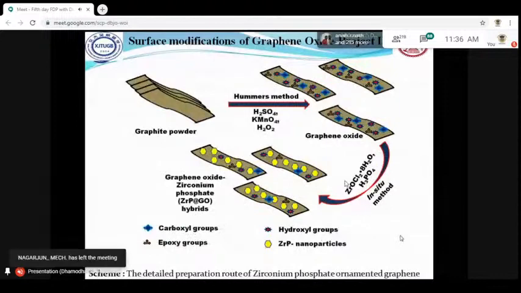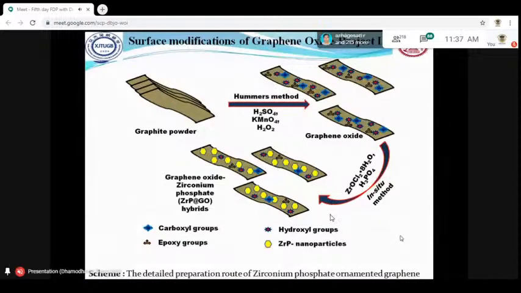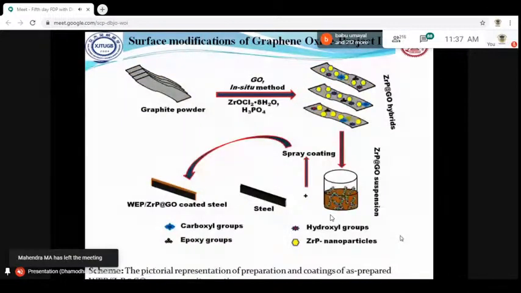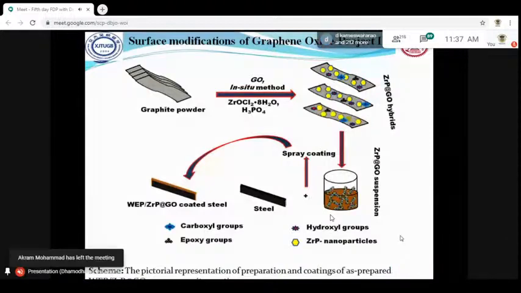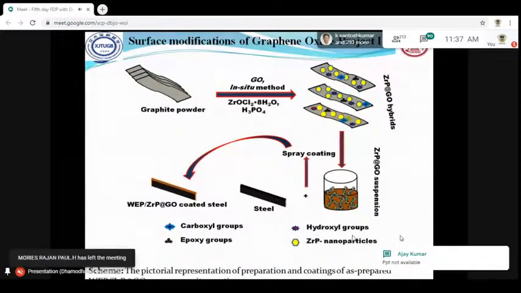You can see graphite powder followed by graphene oxide with the assistance of the MS method, and then by the in situ method we prepared zirconium phosphate decorated graphene oxide. Here we can see the method for the composite preparation. In this method we analyzed mechanical, thermal, and also some other properties which support anti-corrosion and fire resistance. For anti-corrosion, we have taken natural salt spray analysis. The as-prepared composites were coated on the steel surface. This is A3 steel. We used spray coating.